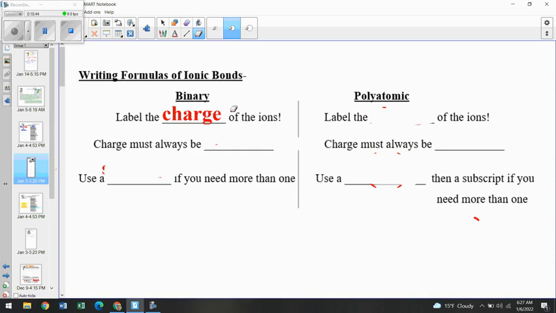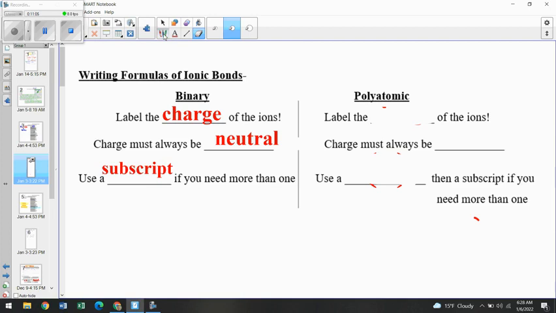With binary, when compounds only have two different elements, you label the charge of the ions first. So you have to figure out, hey, this guy's a +2, this one's a -1, or whatever. You have to do that first. The charge must always be neutral at the end, so everything has to add up to 0. All your positives have to cancel out all of your negatives.